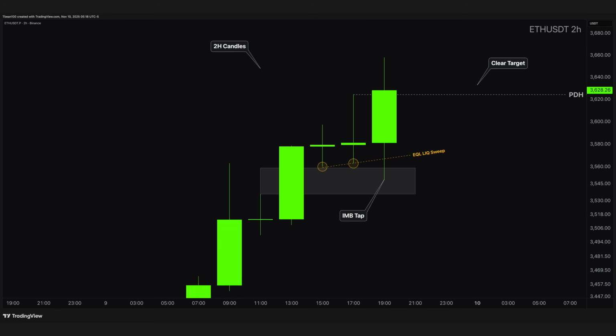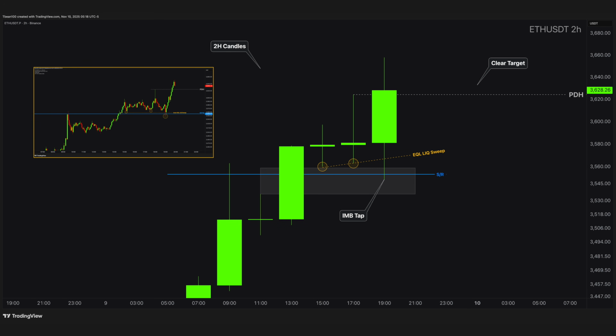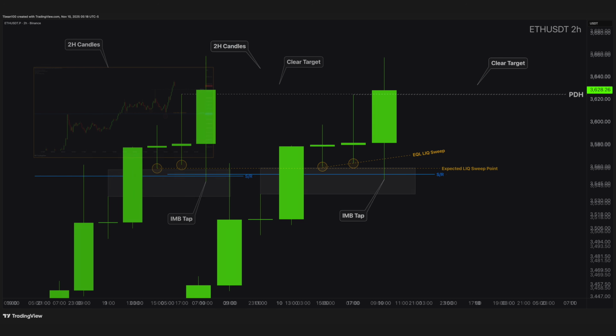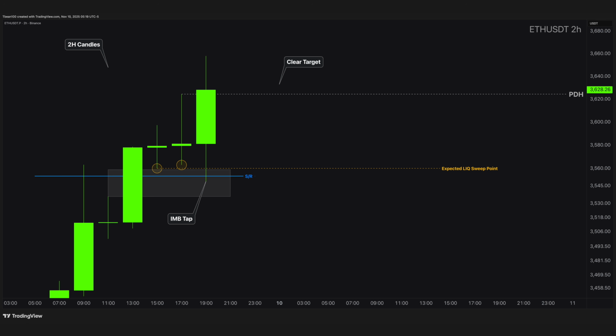We also had that big imbalance zone where price came in, swept the liquidity, and tapped right into it. And finally, we have the SR flip zone. Do you remember it from the lower time frame analysis earlier in this video? This is the exact same area. Okay, if I were to trade this chart just based on the 2-hour only, without even checking the lower time frames, what would I actually do?